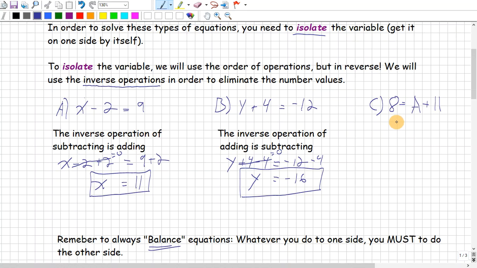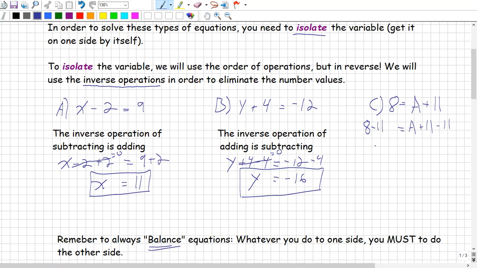The last example I want to show you, because sometimes the constant number by itself that's not connected with the variable could be on the left-hand side. In this case, the 8 is on the left-hand side, equals a plus 11. Again, look at the value that's directly connected with the variable, that's plus 11. I do the inverse operation. The inverse of adding is subtracting, so I have to subtract 11. And then I'm also going to have to subtract 11 on the other side to balance the equation.